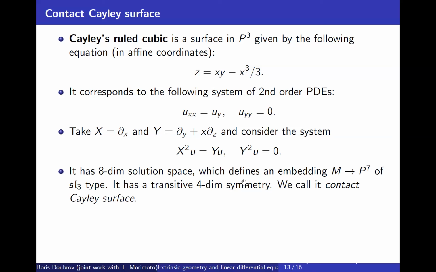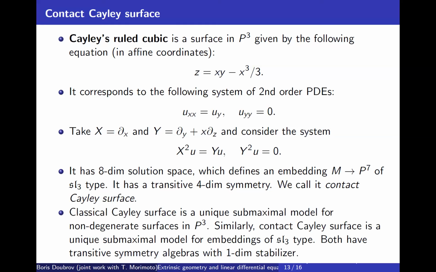And it also actually possesses a one-parameter family of straight lines ruling. So it's ruled by straight lines, which are on top of these contact lines. So they're tangent to the contact distribution or not. So there is a lot of similarity between this classical Cayley's ruled cubic and the embedding which is defined by this system of PDEs, the non-holonomic version.